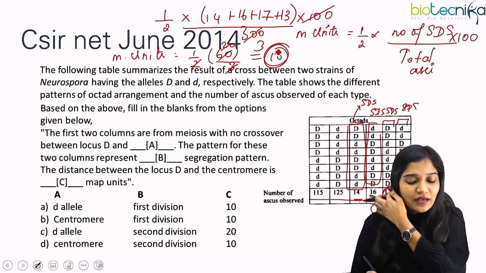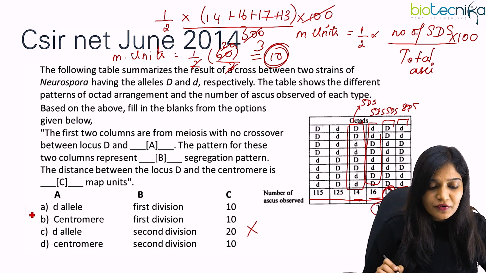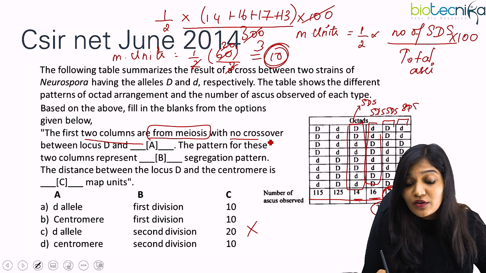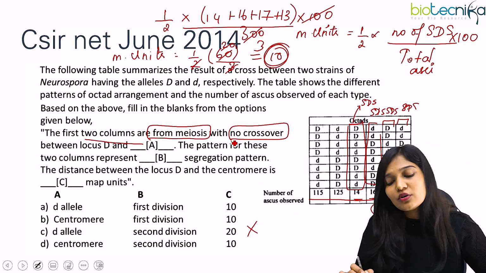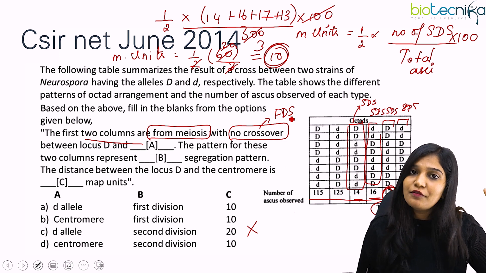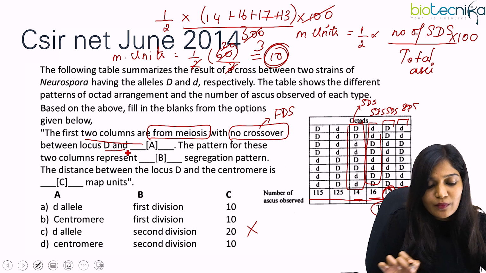So where are you seeing 10? You have to go for the rejection method for option C. Let's check the first one. The first two columns are from meiosis, correct? With no crossover. If you find no crossover, it is first division segregation, which happens in the first meiosis itself. The cell will divide. Here they have given the distance between D and something.